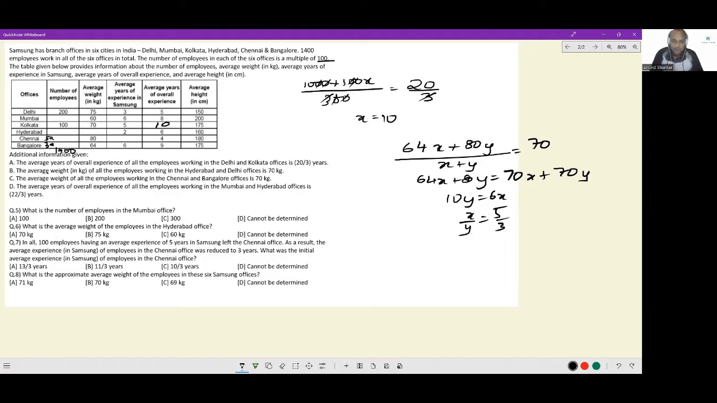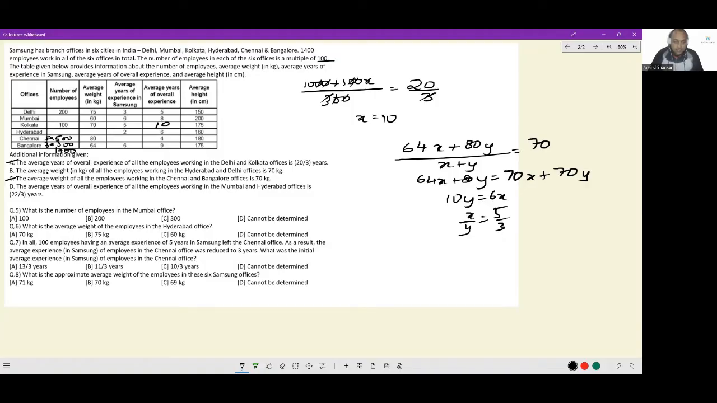3A has to be a multiple of 100. A has to be at least 100. The next possible value would be 3A being 600. But if it is 600, Chennai will be 1000 and the total employee count will go above 1400. So not only is it 5:3, we also know the precise numbers have to be 500 and 300. This is also known. So far, 5, 1, 2, 3, 1100 employees have been accounted for. This is done and this is done. Statement B is not done.